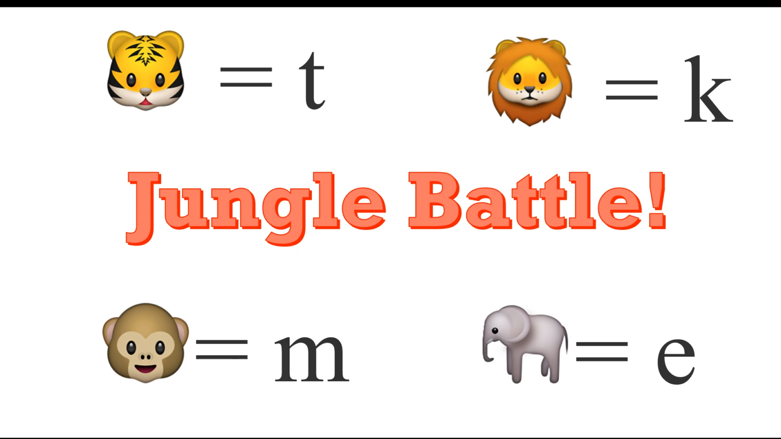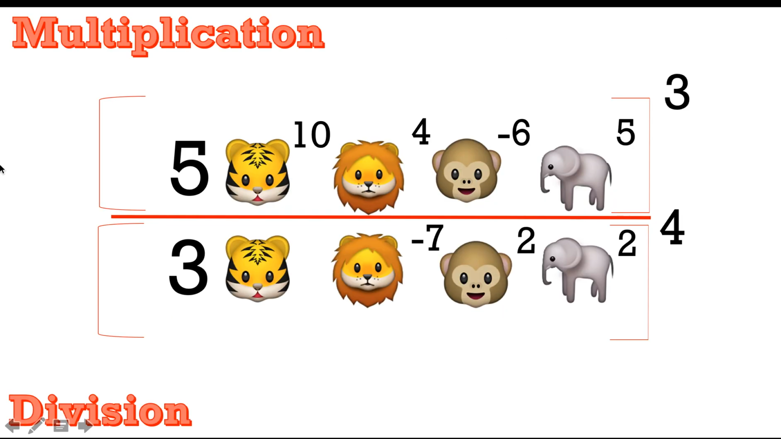Alright, one more battle. We have a jungle battle here that involves 4 animals. We have tigers, lions, kings of the jungle, monkeys, and elephants. So here, the exponents on the outside, the first thing I want you to note, there's 2 different exponents on the outside. So the numerator is getting raised to the 3rd power, and the denominator is getting raised to the 4th power. So there's separate brackets on the top and on the bottom.